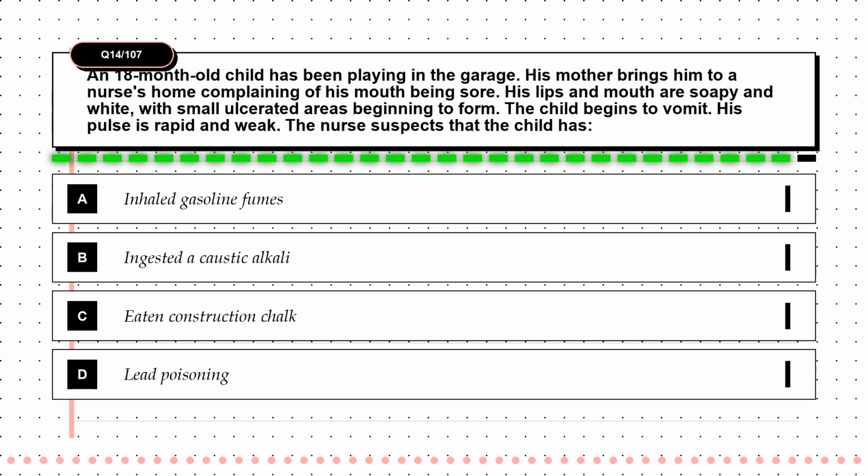Question 14. An 18-month-old child has been playing in the garage. His mother brings him to a nurse's home complaining of his mouth being sore. His lips and mouth are soapy and white, with small ulcerated areas beginning to form. The child begins to vomit. His pulse is rapid and weak. The nurse suspects that the child has. Here are the options. Option A. Inhaled gasoline fumes. Option B. Ingested a caustic alkali. Option C. Eaten construction chalk. Option D. Lead poisoning.